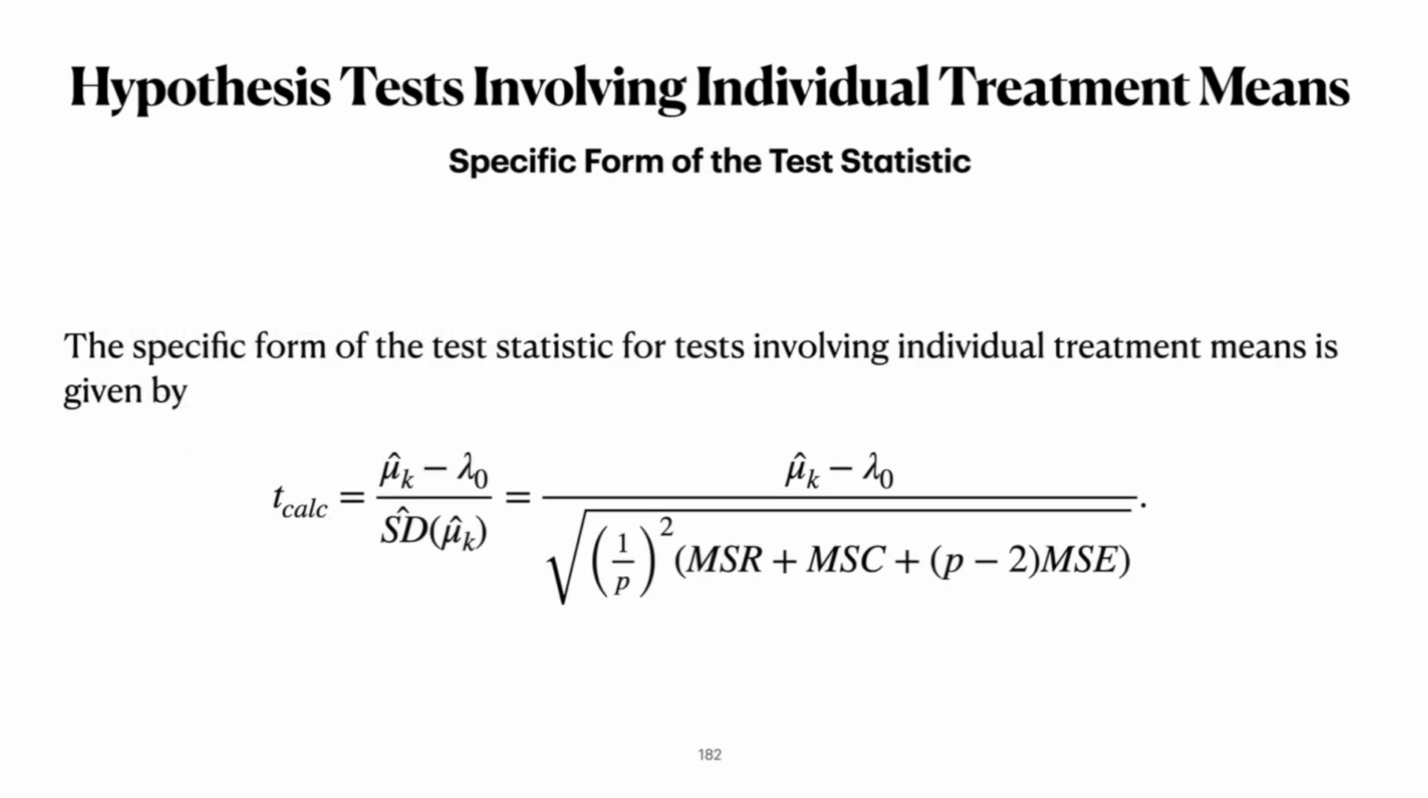The form of the test statistic in this situation is lambda hat sub k, that is mu hat sub k, minus lambda sub 0. And then the estimated standard error of mu hat sub k, this is what shows up in the denominator, would be the square root of the square of 1 over p times the mean square for rows plus the mean square for columns plus p minus 2 times the mean squared error.